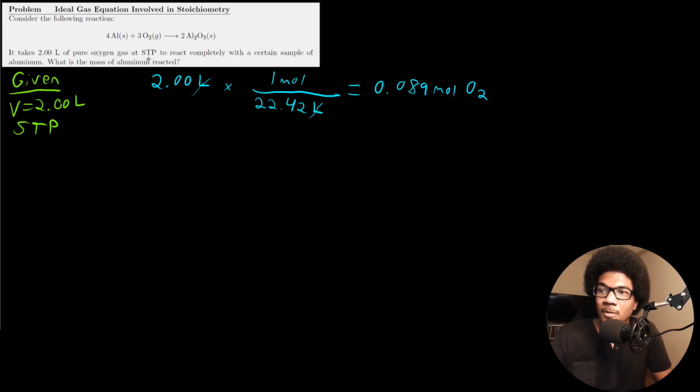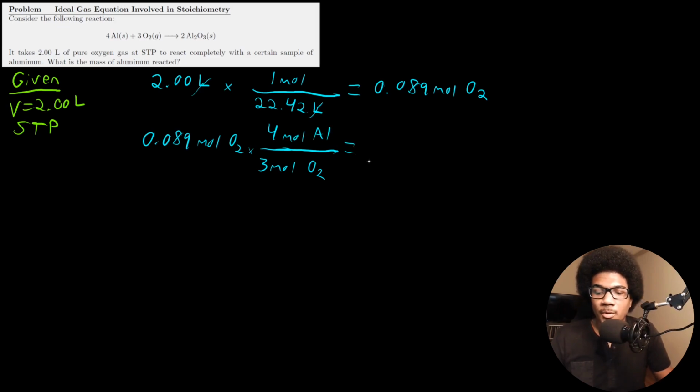So we can solve this problem. It says what mass of aluminum is reacted. So that's a relationship between the 2 reactants. So we'll use the mole to mole ratio between those 2 in order to solve this. So we have 0.089 moles of O2, and based on the stoichiometric ratio from the balanced chemical equation, we know that for every 3 moles of O2, we react 4 moles of aluminum. All right, so that means that we're going to react 0.119 moles of aluminum.